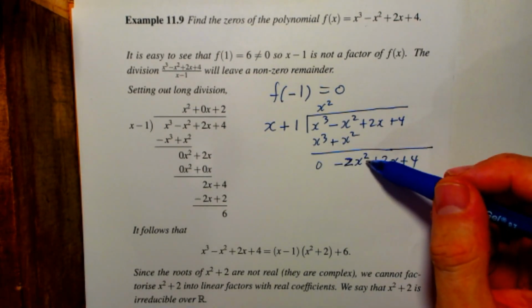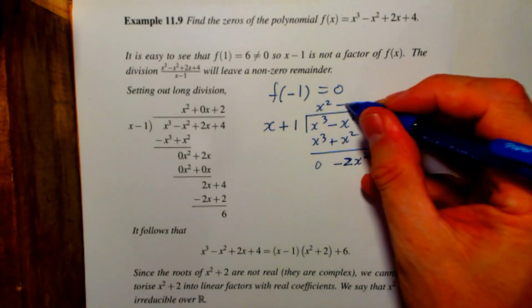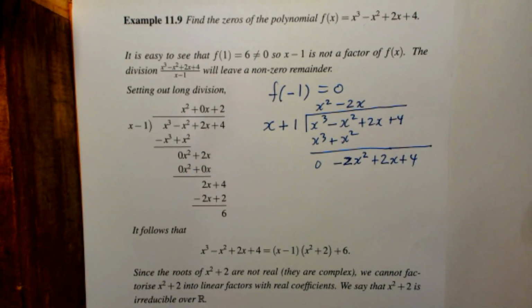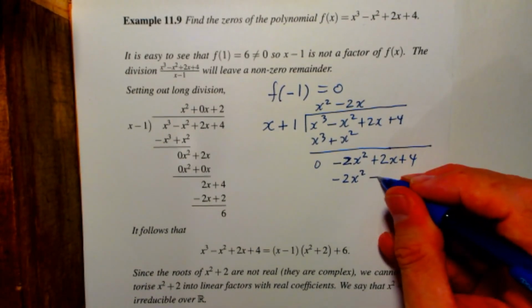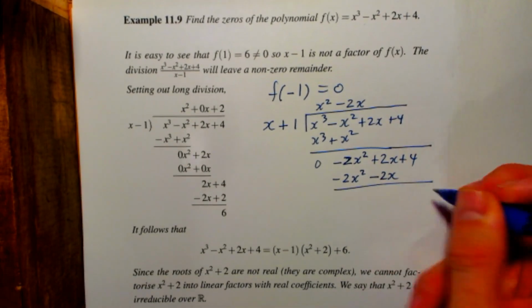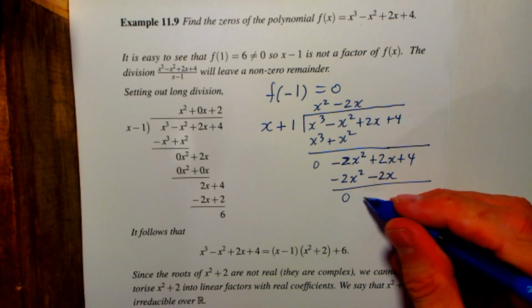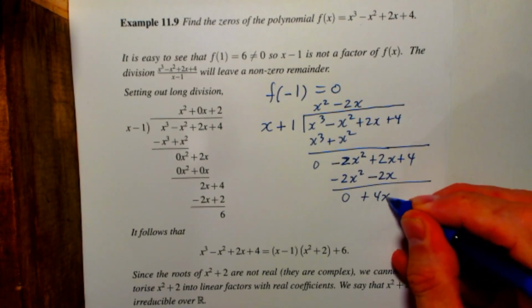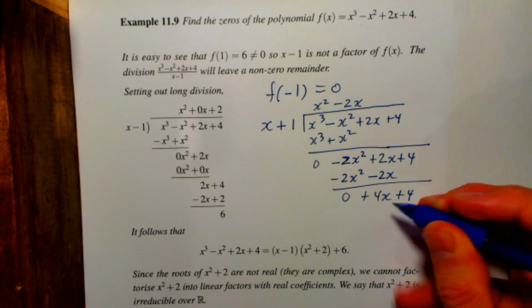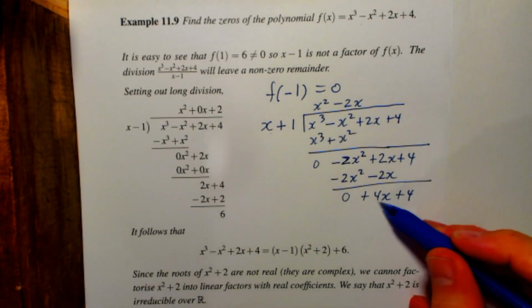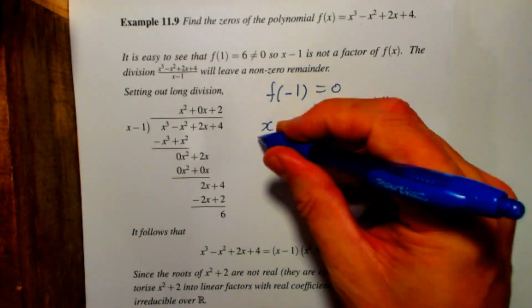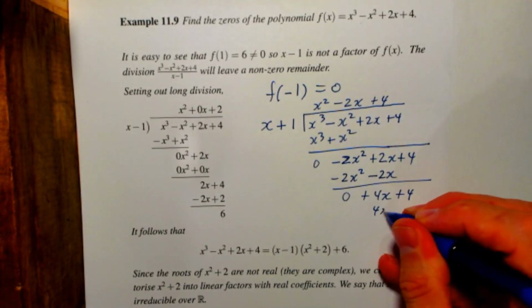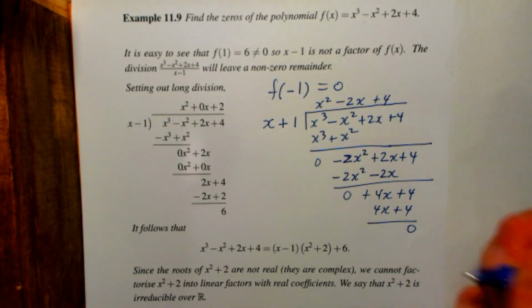Okay, minus 2x squared divided by x is minus 2x. So we multiply this out and we have minus 2x squared minus 2x. Take a difference. That gives us 0 plus 4x plus 4. This is divisible by this, but specifically 4x divided by x is 4. And then 4 times x plus 1 is 4x plus 4. And so we have a 0 remainder.